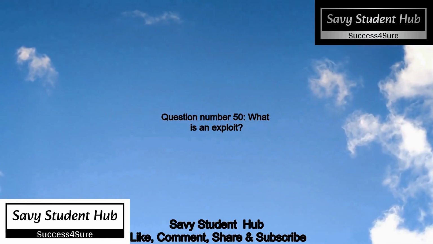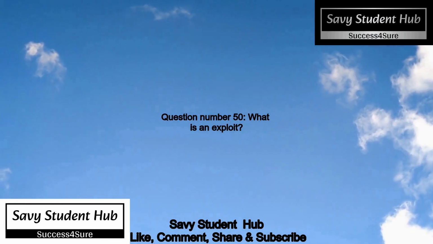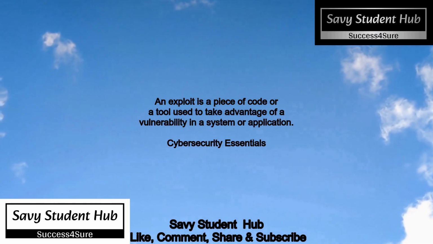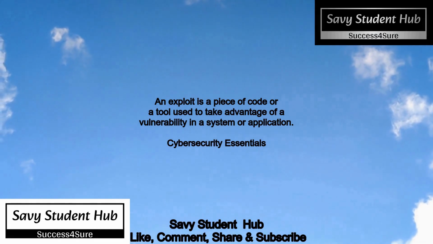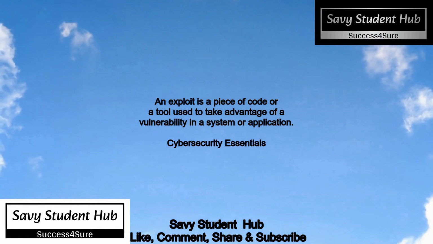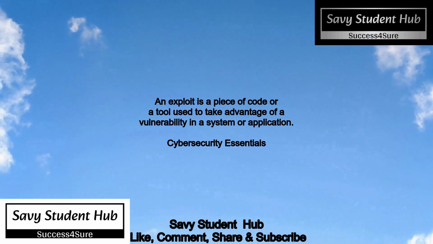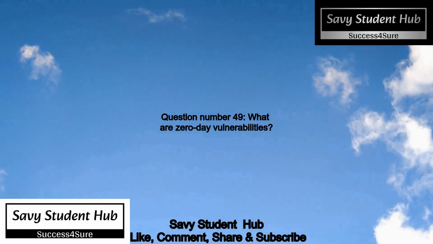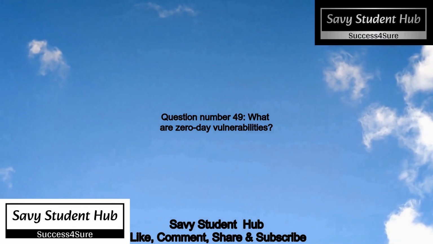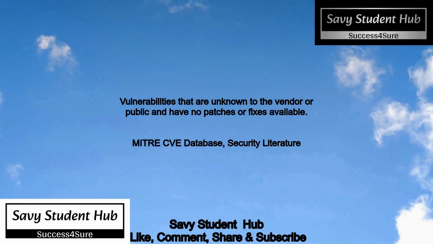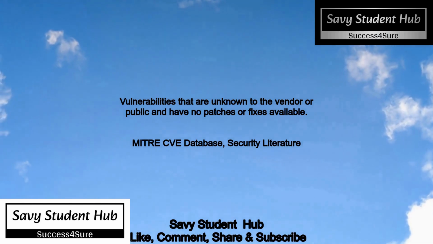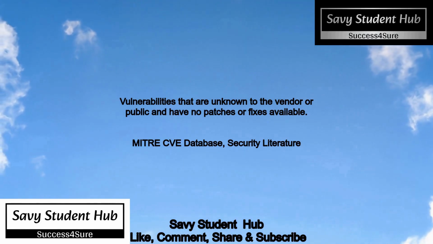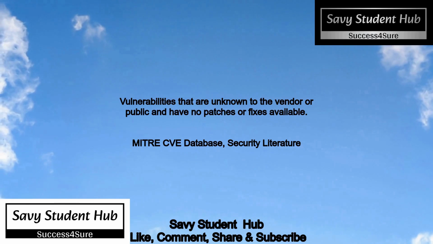Question number 50. What is an exploit? An exploit is a piece of code or a tool used to take advantage of a vulnerability in a system or application. Question number 49. What are zero-day vulnerabilities? Vulnerabilities that are unknown to the vendor or public, and have no patches or fixes available.